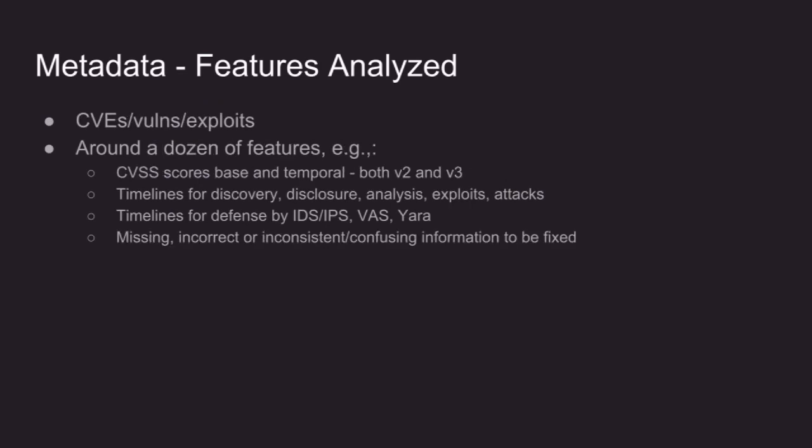Then on the CVEs, vulnerabilities and exploits, we collect around a dozen features. Basically, we are interested in seeing what the CVSS scores are of vulnerabilities, exploits and CVEs used by particular IoT malware families. And of course, we collect the timelines for discovery of a vulnerability, the disclosures, like private or public disclosure, the analysis timeline of a vulnerability, whether somebody is going into technical details of how the vulnerability works, whether there is any exploit or proof of concept available on Exploit-DB or Metasploit, and whether there are any reports about attacks using that particular CVE.